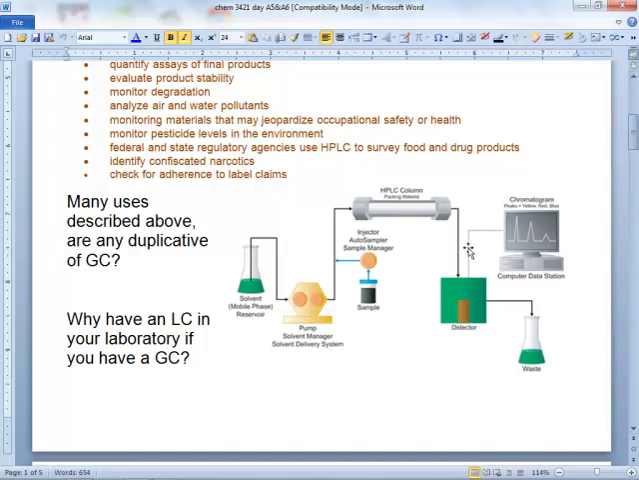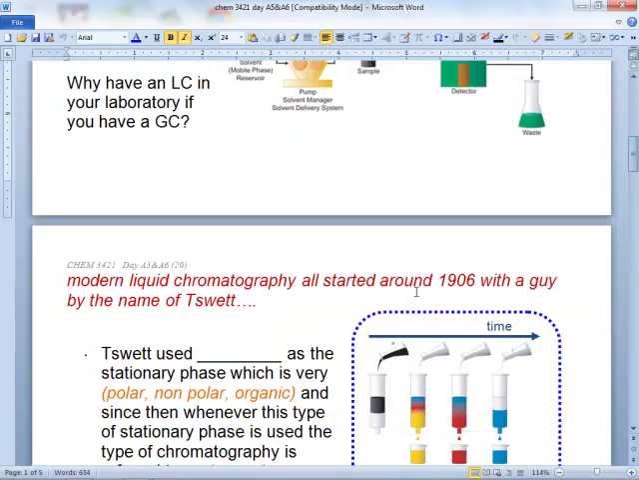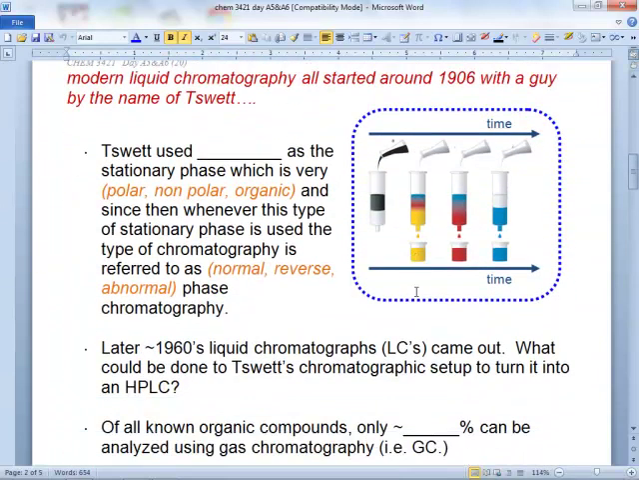And here's a big flow diagram of the whole system, how it works. But let's start at the beginning in 1906 with Sweat. That's how I pronounce his name anyway.